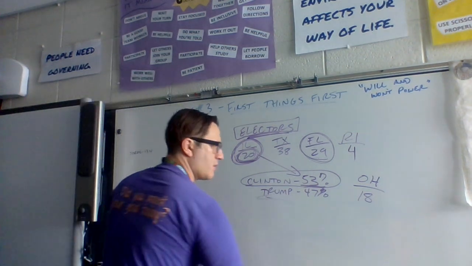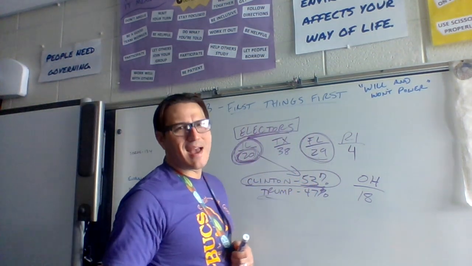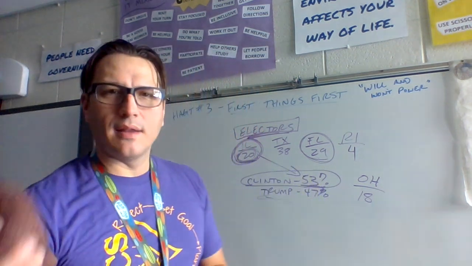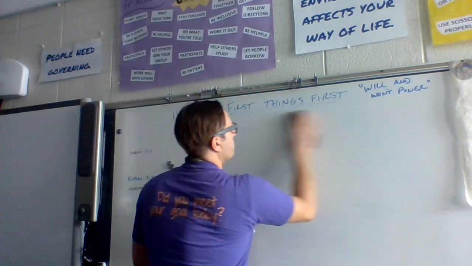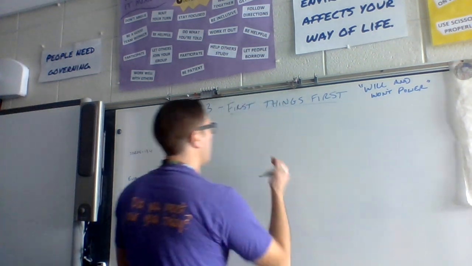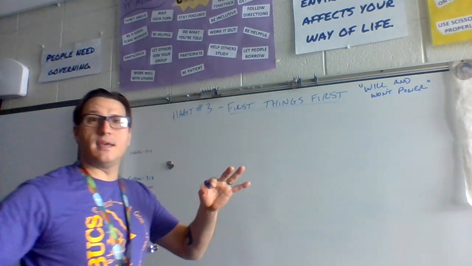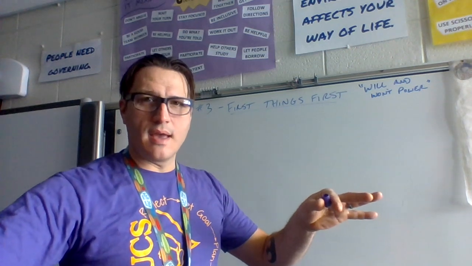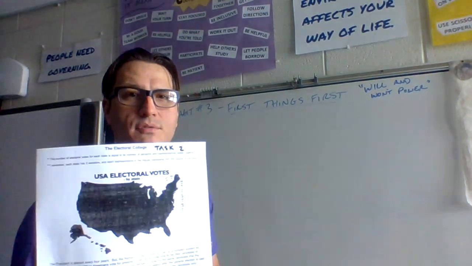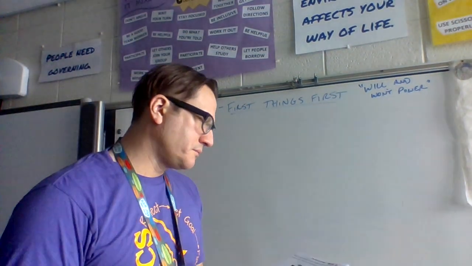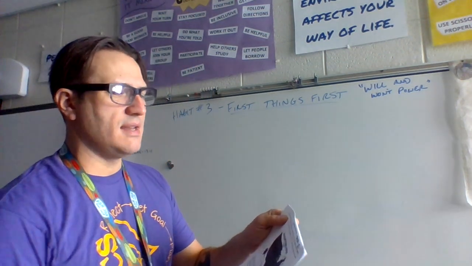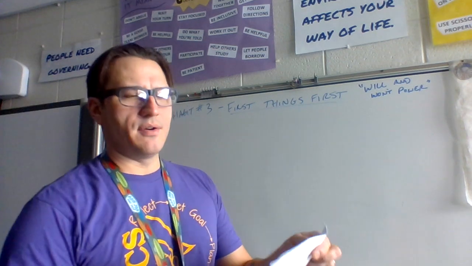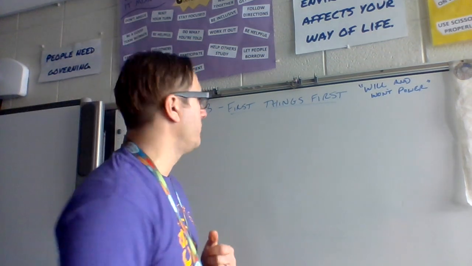Okay, so your next question is, well, how the heck do they decide how many electoral votes a state gets? And if you ask yourself that question, it's a good question. Here's the formula for it. How do they determine this? At the top of your reading, it says the number of electoral votes for each state is equal to its number of senators and representatives added together.